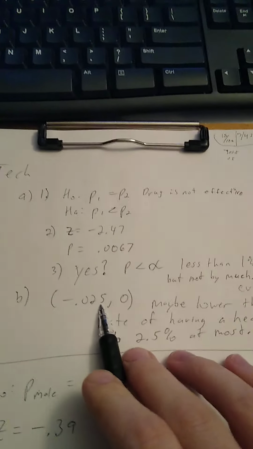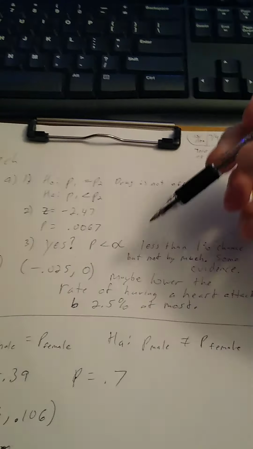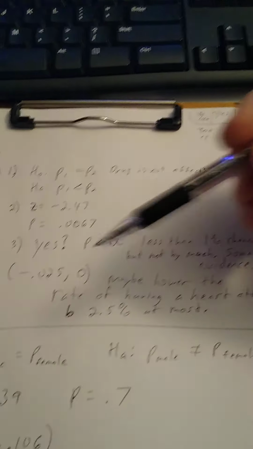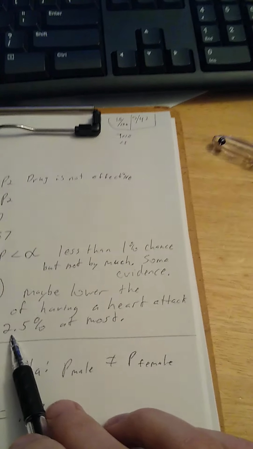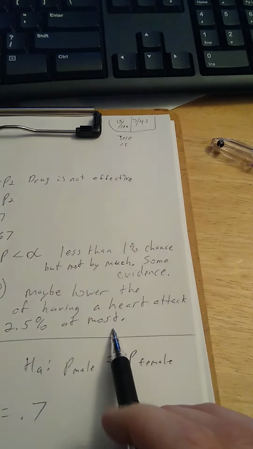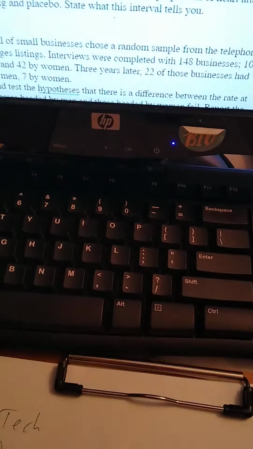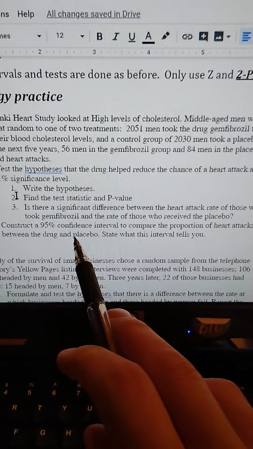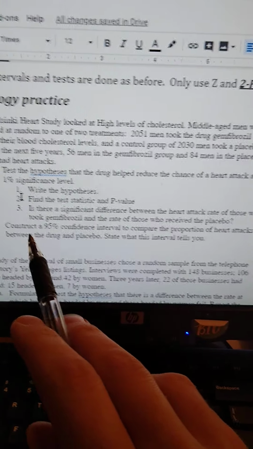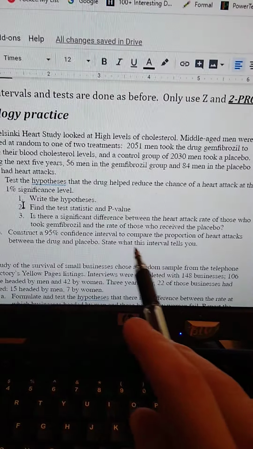The rate being lower by as much as 2.5%, maybe. Chance of having a heart attack lower by 2.5% at most. So, the question says, is there a significant difference? Possibly. There's some evidence to suggest it, though it's somewhat borderline.